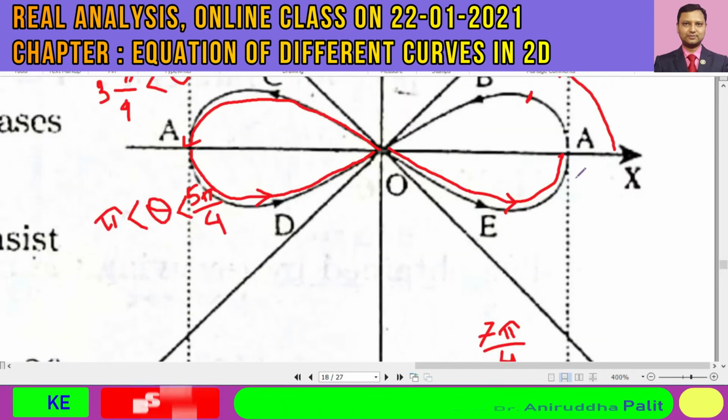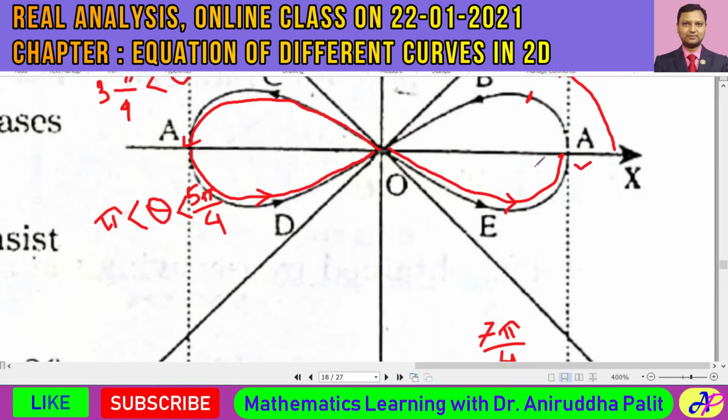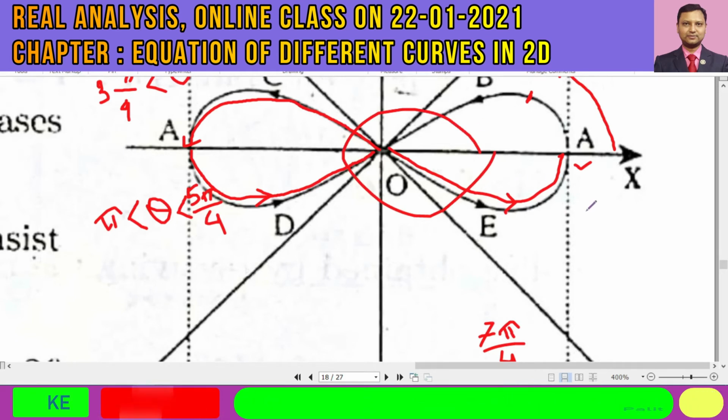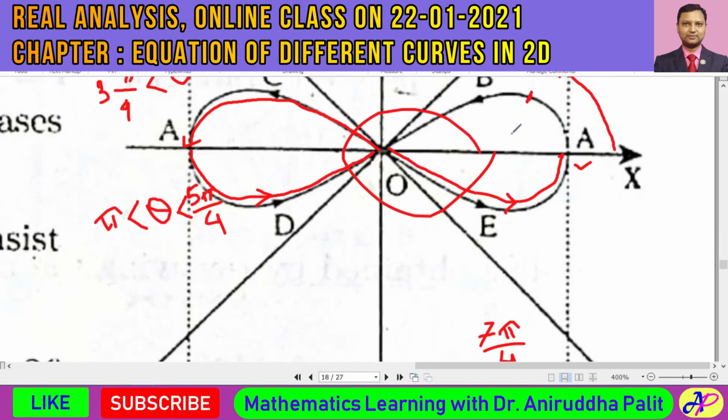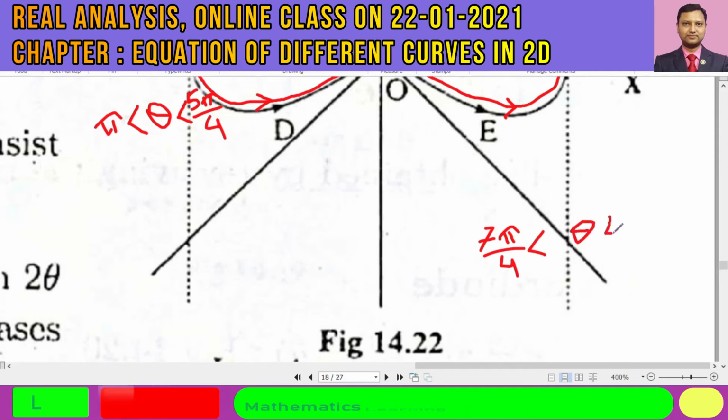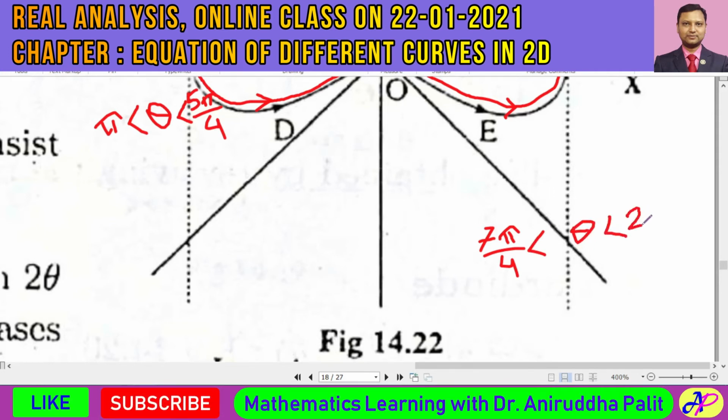And if at this point A, the total one rotation is complete, that means twice pi radian rotation angle has been traveled. And therefore we can say that theta is less than twice pi.